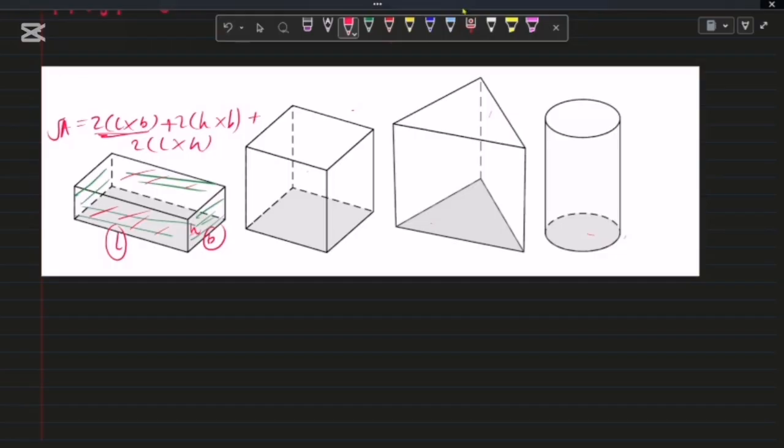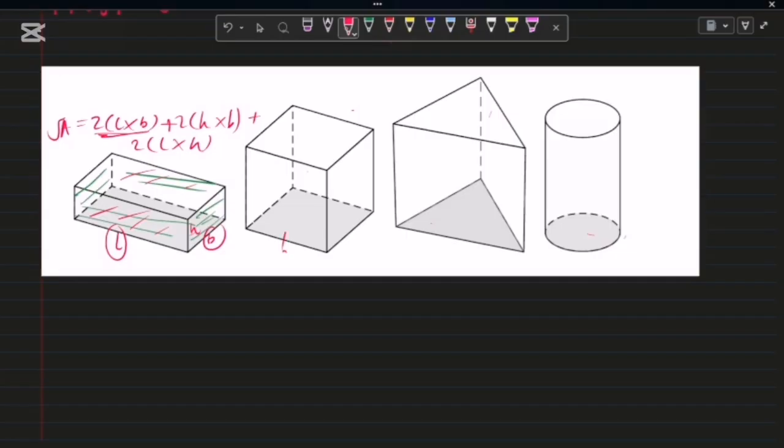Okay, so that is how we do it. And yeah, okay, let's talk about this one. We can see that this is a cube, and for a cube we must know that all sides are the same basically because it is made up of squares.